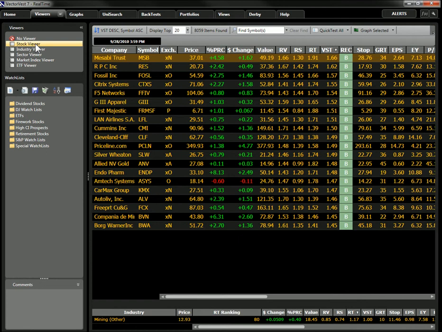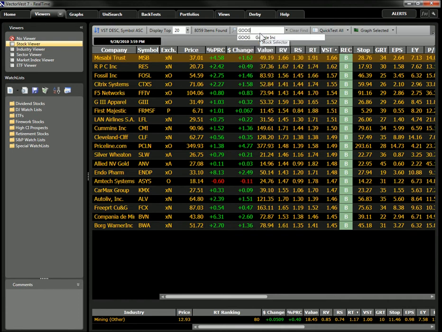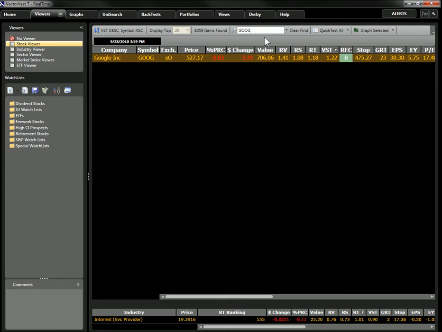To do that, just begin typing either the ticker symbol or company name in the Find Symbols box at the top of the screen. For example, I want to find Google, so I'll start typing G-O-O-G, and you can see it appear right below, so I can either hit Enter or click on it. Notice Google now appears on the screen.